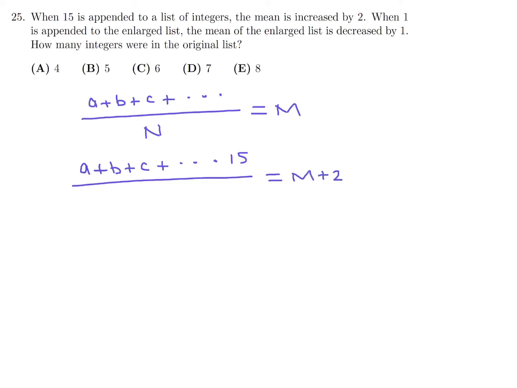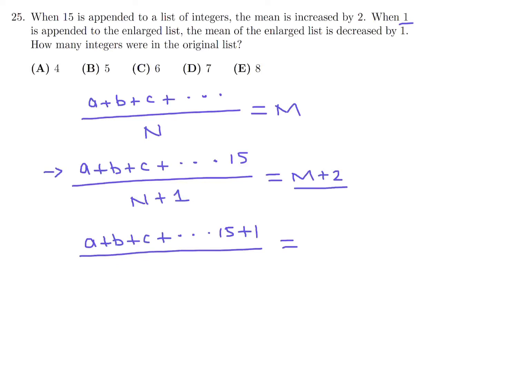Now, what is our new number of integers? It's n plus 1, because we've added one number. Then they say, when you take this enlarged list and you add to it 1, then that mean decreases by 1. So it was m plus 2, so now it will decrease by 1, becoming m plus 1. And then how many integers do we have to divide by? It's n plus 2. All right? So these are the two equations that we will need to work with.